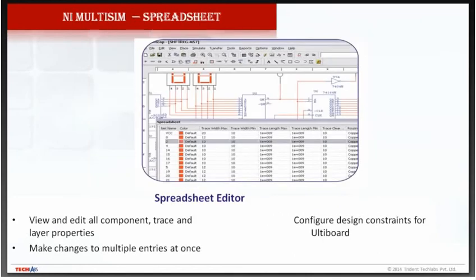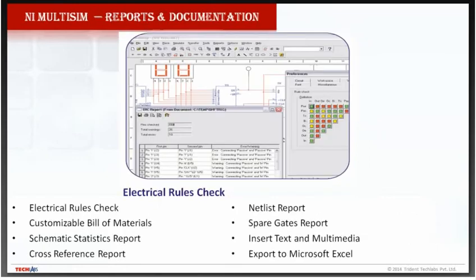With a spreadsheet editor, that is one of the formats where with the components we can edit all the component traces and their properties with the layers, whether in which layer it could be made. We can change multiple properties or entries in a single shot and view all the characteristics, which could be helpful to transfer into PCB designing for Altiboard.